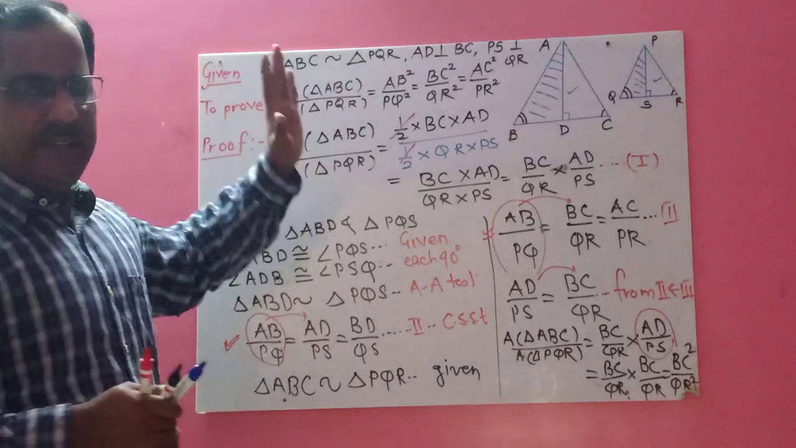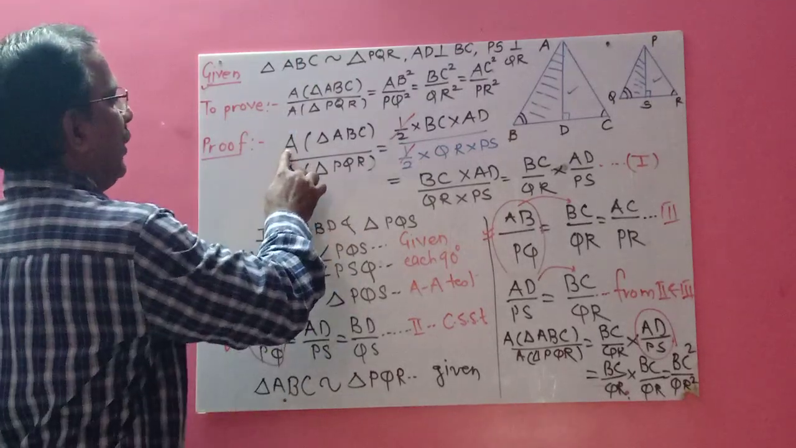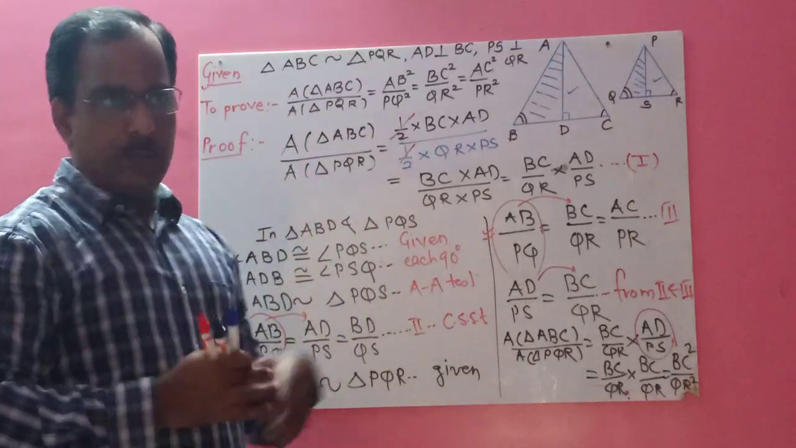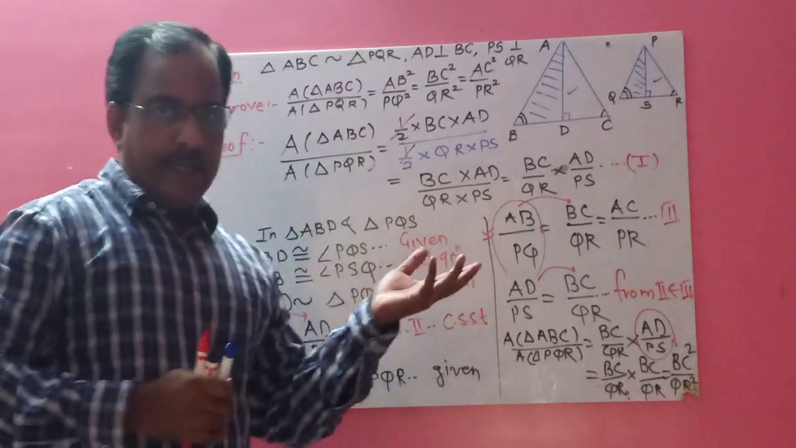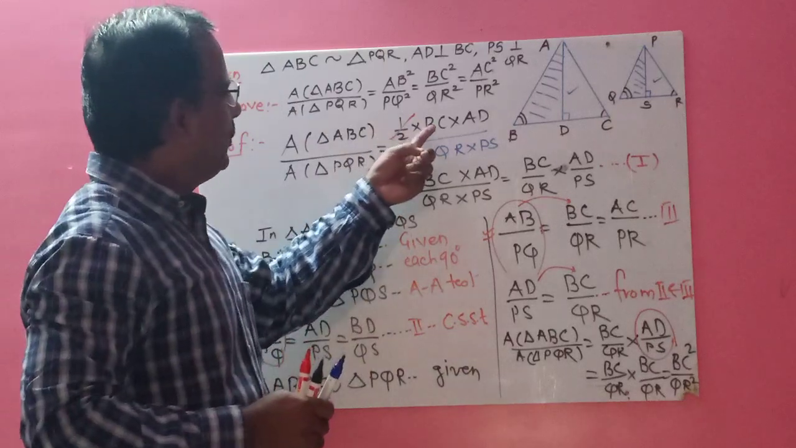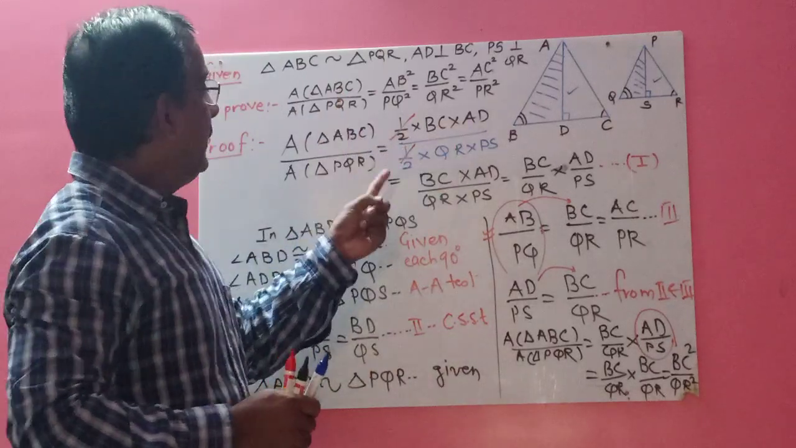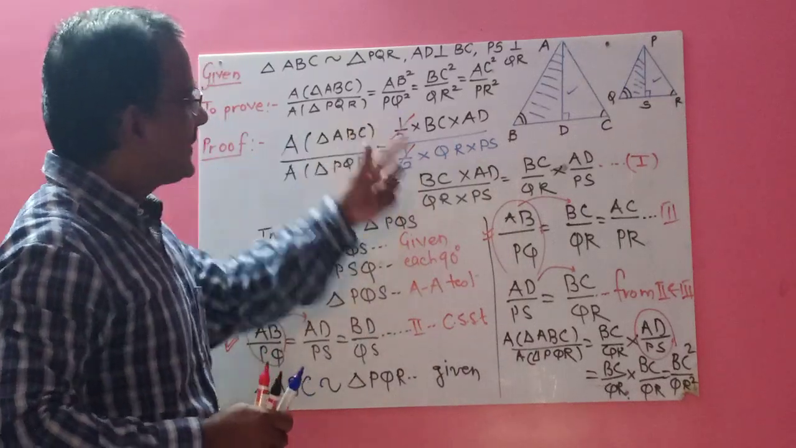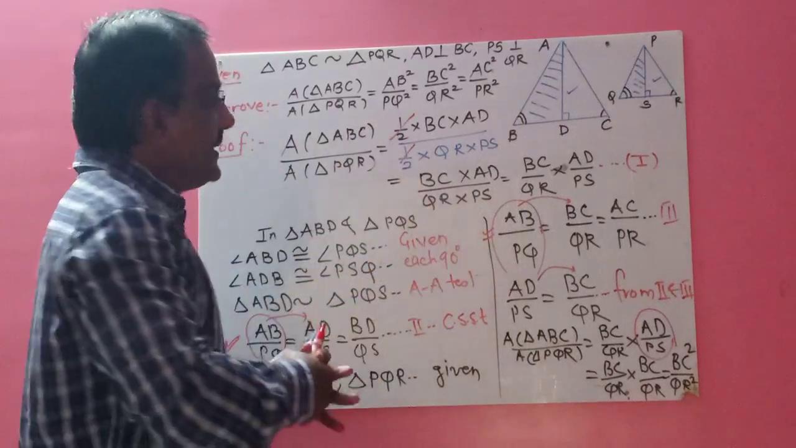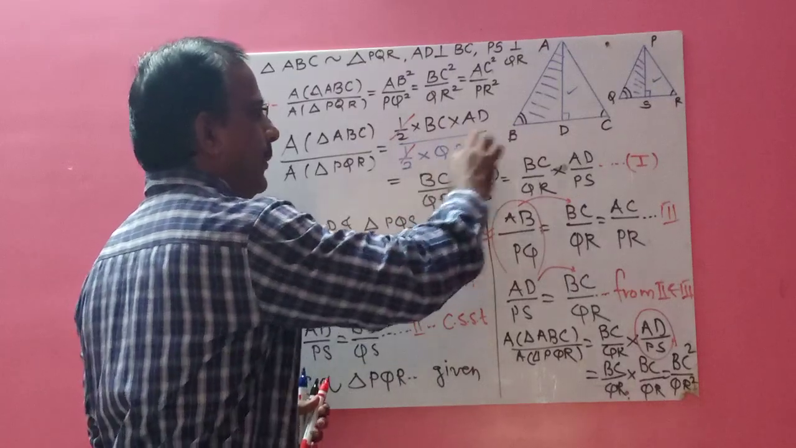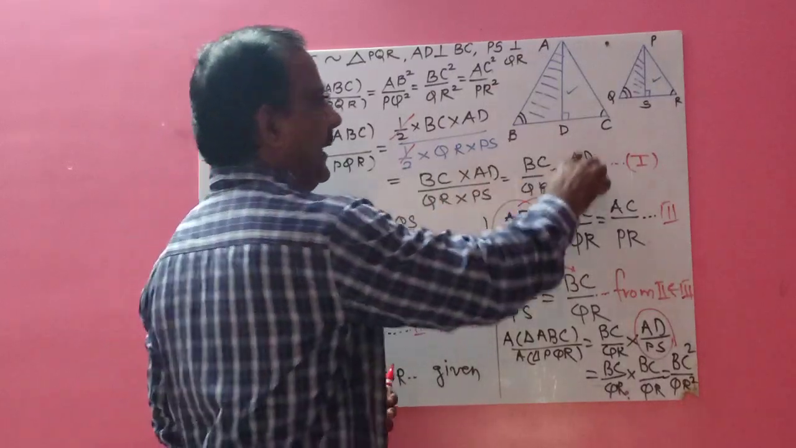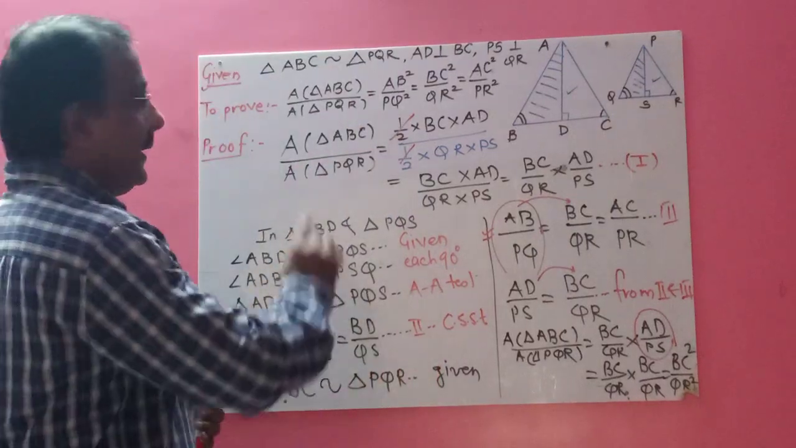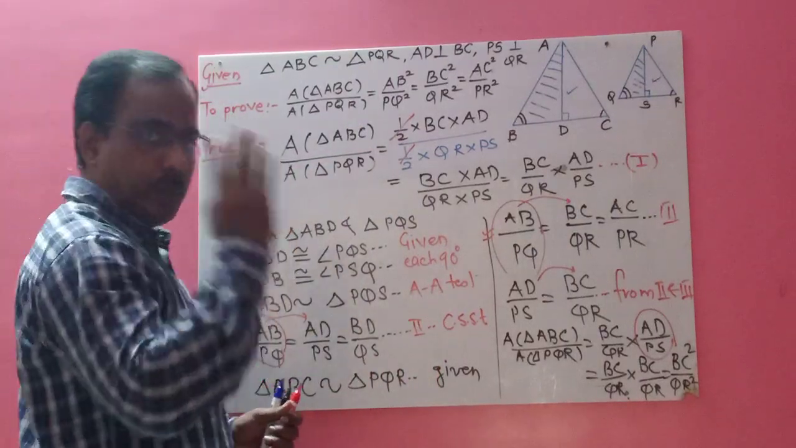Start. Very simple. First write area of triangle ABC upon area of triangle PQR. You know the formula. Area of a triangle is half into base into height, and half into base into height. The halves get cancelled. You get BC upon QR into AD upon PS. Point number 1.